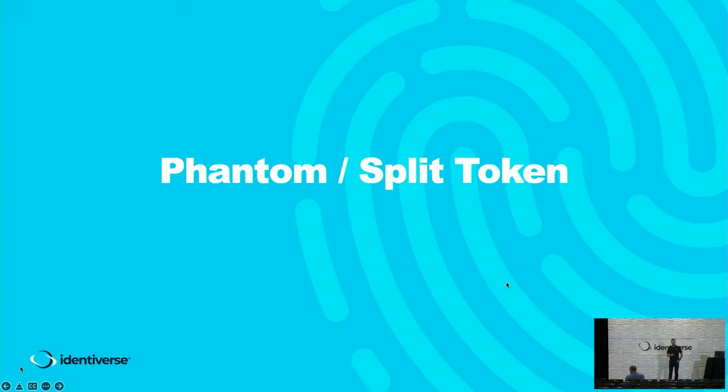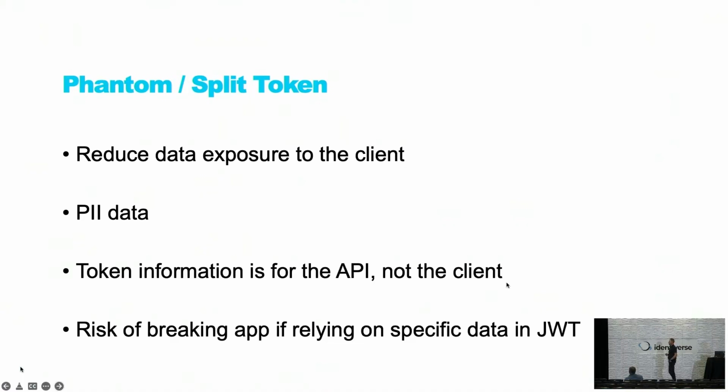Phantom token and split token. These are not standards or specifications. They're more patterns that can be used to reduce the exposure of information to the client, especially PII information. They're very much patterns to make sure that we don't actually end up with a JWT in a public client, essentially.